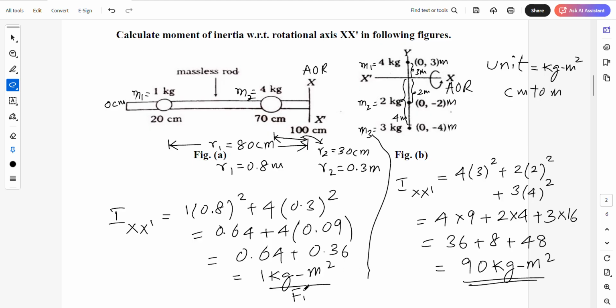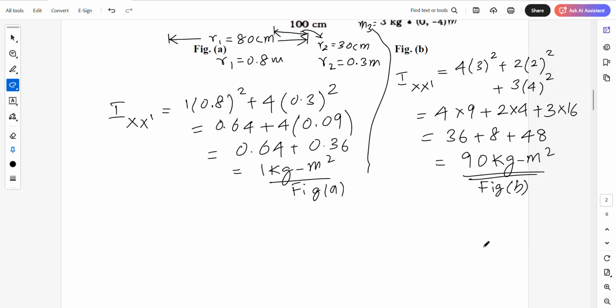Answer for figure A is, we got 1 kg meter square, and for figure B we got how much? 90 kg meter square. Hope you understood. Okay, let us do the next sum.